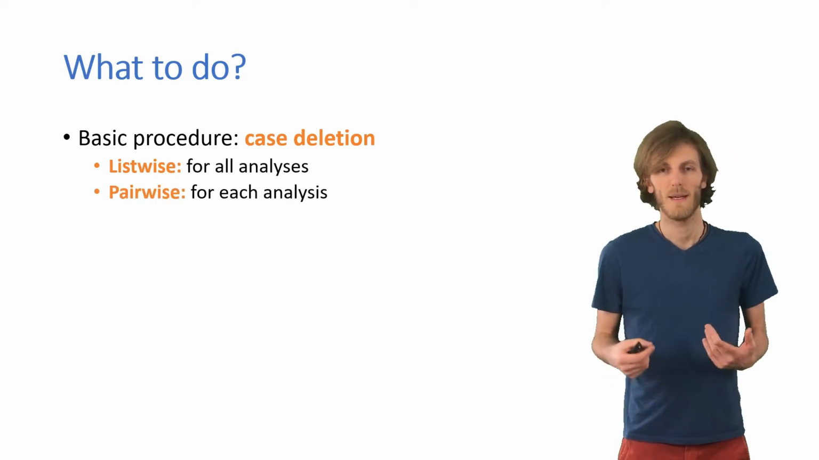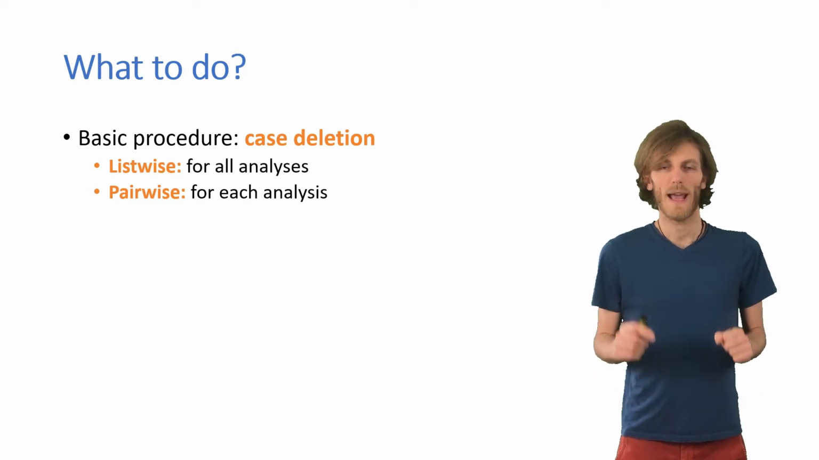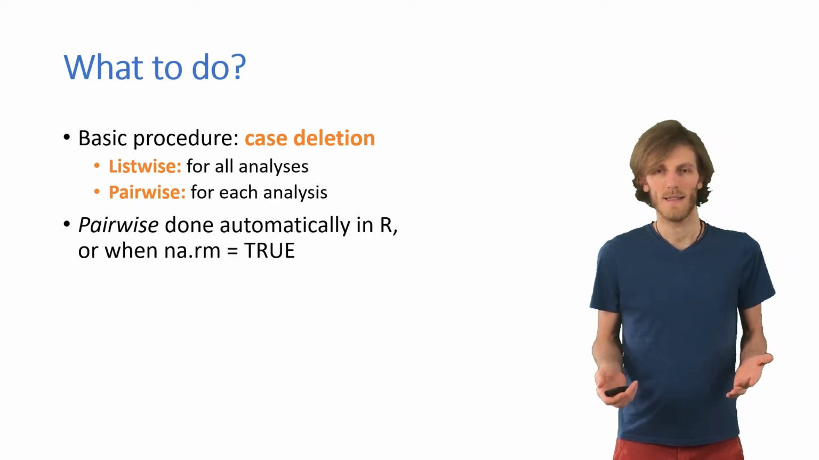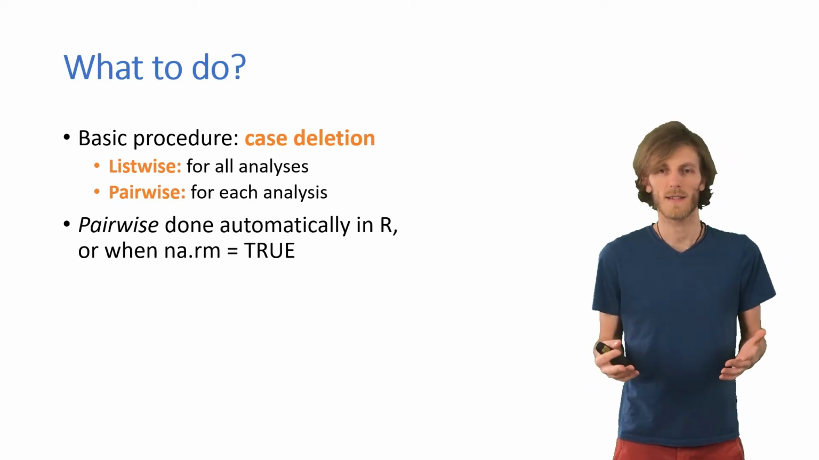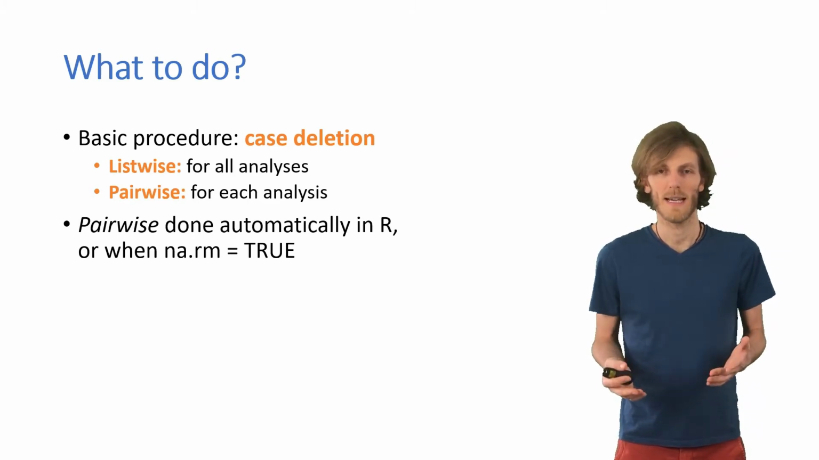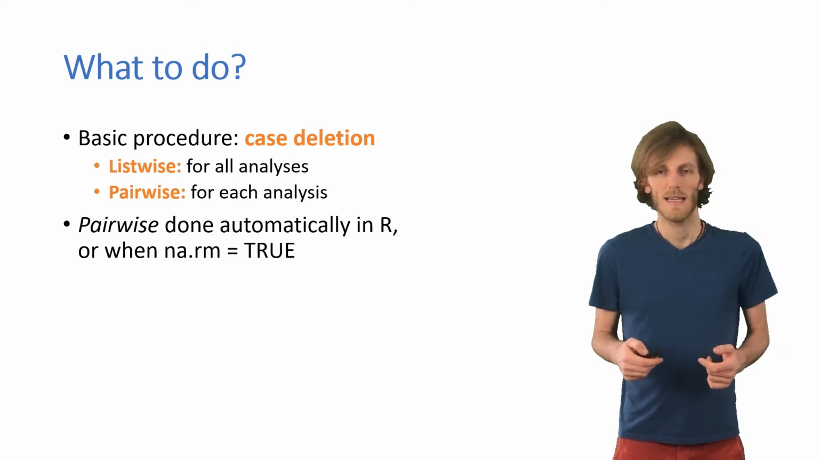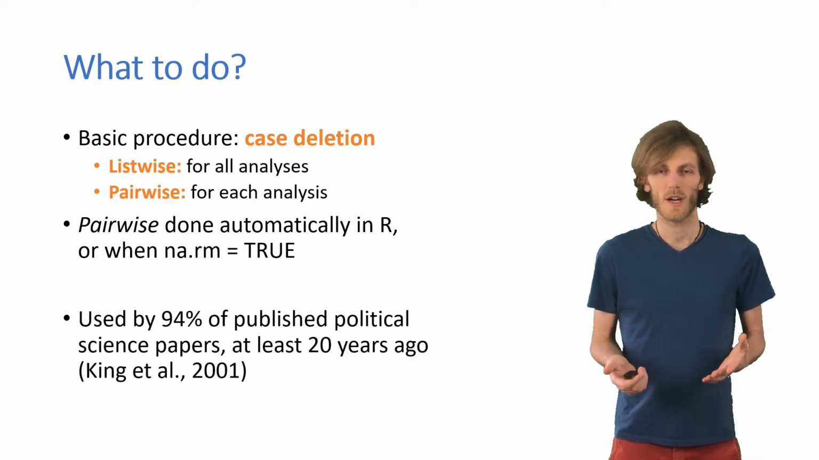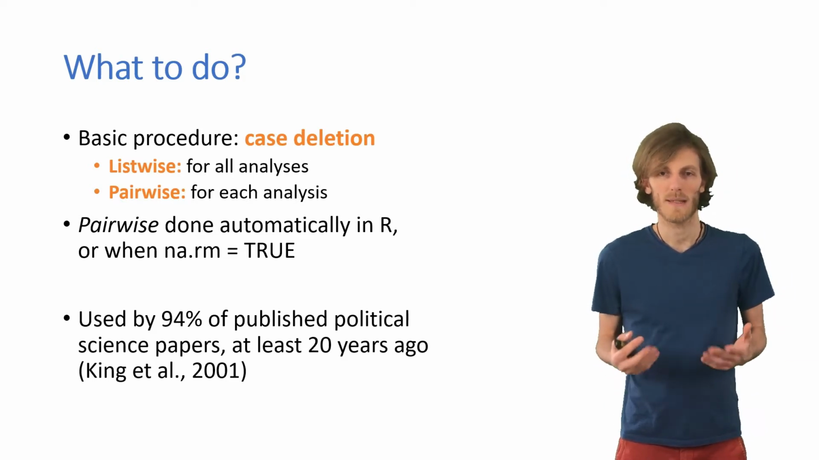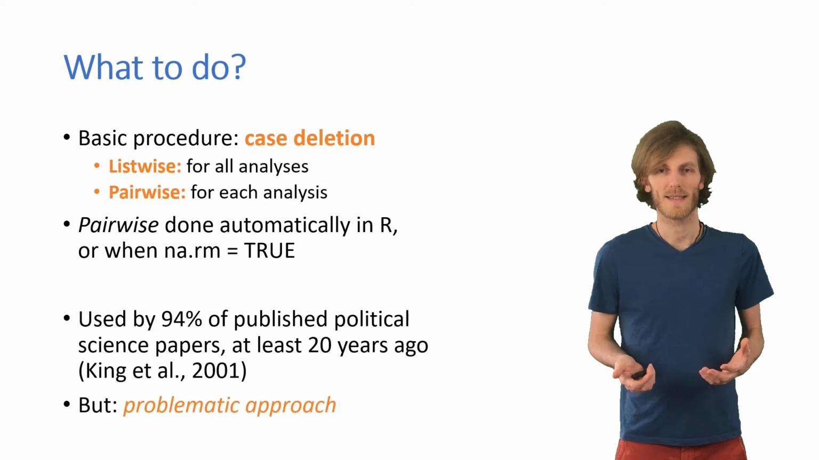The other option is pairwise deletion, where for any one analysis, we delete participants who don't provide the data for that particular analysis. And that's the standard in R, either because functions do it automatically, all plotting functions, for example, tend to do this automatically, or because it's what happens when we set na.rm to TRUE. Case deletion is very, very commonly used. In this, by now rather old review, they found that 94% of papers actually used forms of case deletion. But in fact, it is quite problematic.